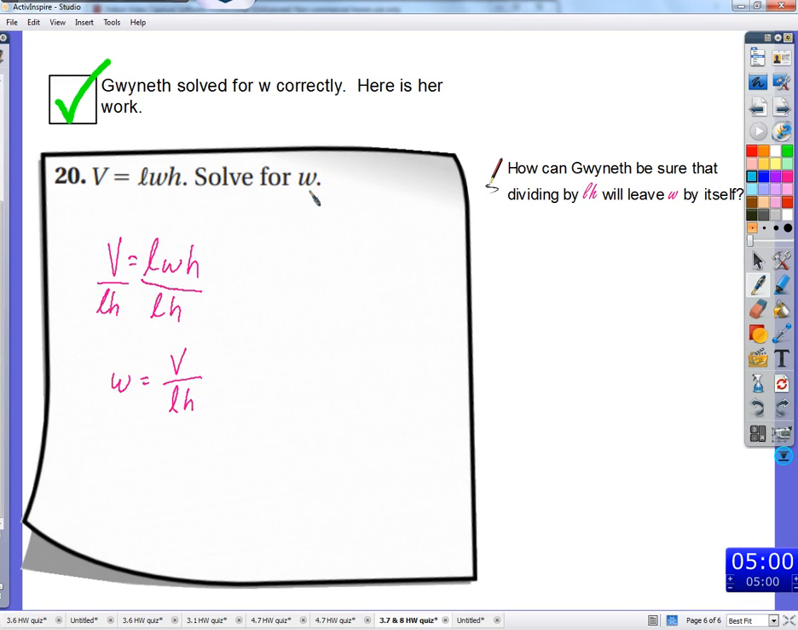Solving this one for w, it's the last one, Gwyneth did it correctly. She divides by lh on both sides, l times h. So how can Gwyneth be sure that dividing by lh will leave w by itself? In your own words, or maybe just show the work, maybe you just want to show how it works out in the fractions. But write something down, engage multiple parts of your brain. Put you in an MRI right now and see the writing part of your brain lighting up.